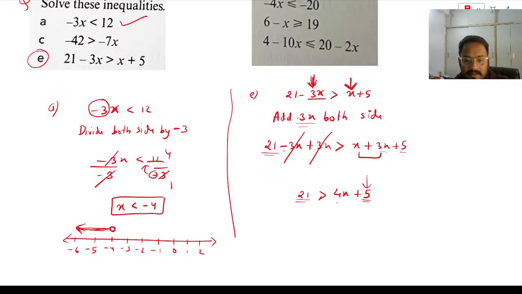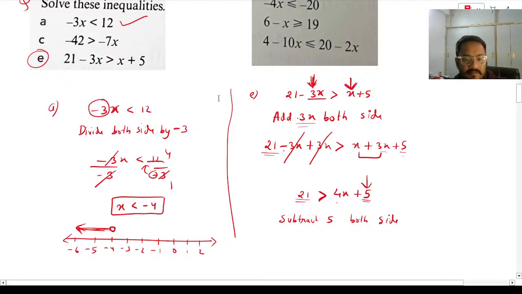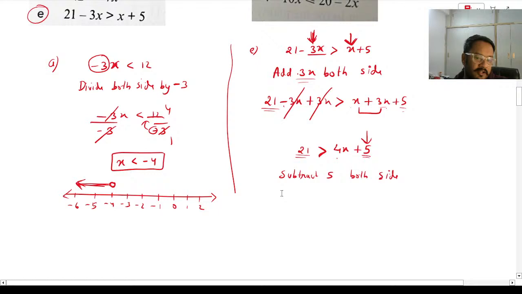So now 21 is greater than 4x plus 5. Now I want to eliminate this 5. To eliminate this 5, I will subtract 5 both sides. By that way it will be easy to eliminate 5. Here you will not have to change the sign, so the answer in inequalities will never go wrong. By this method. There are other methods, you can shift 5 to this side and all, but that method obviously sometimes involves a change of sign, so it will create a problem.